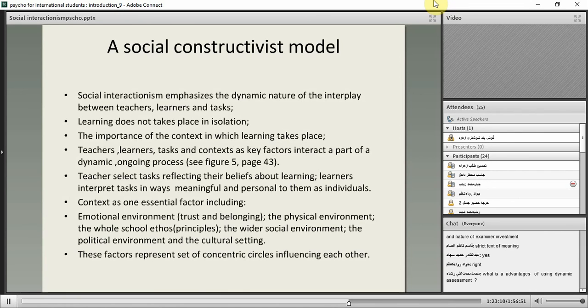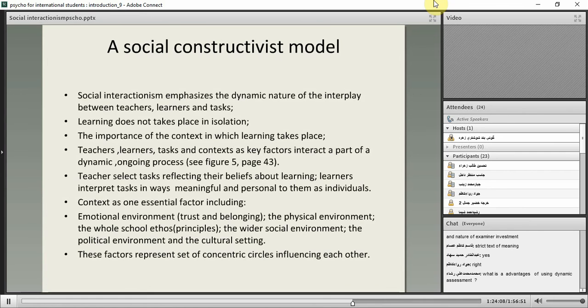Different factors are involved in the development of learning, as we mentioned, especially the importance of the context in which learning takes place. So teachers, learners, tasks, and context are key factors that interact as part of a dynamic, ongoing process of learning. Teachers select tasks reflecting their beliefs about learning. Learners interpret that task in ways meaningful and personal to them as individuals. So, as a pedagogical implication, we should not expect teachers and learners to understand things as we wish, because people have their own way of understanding things.